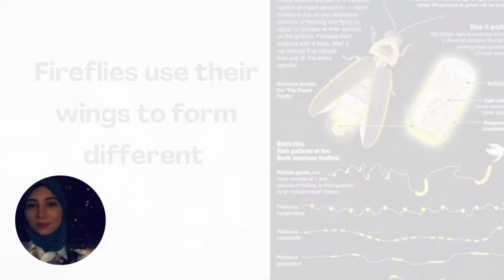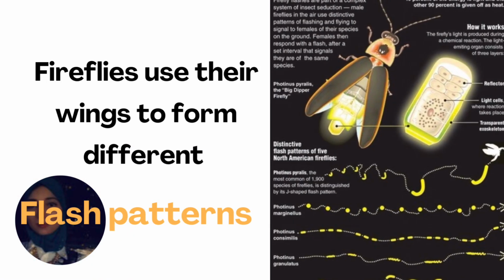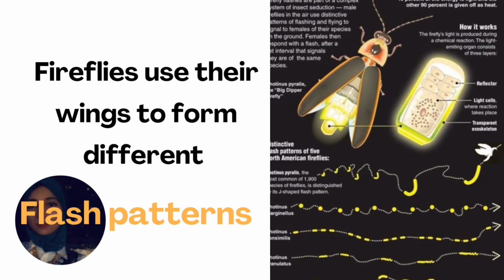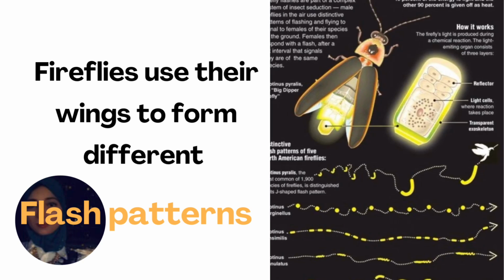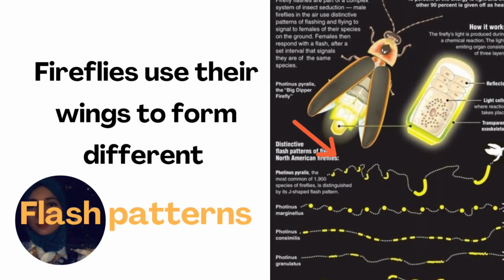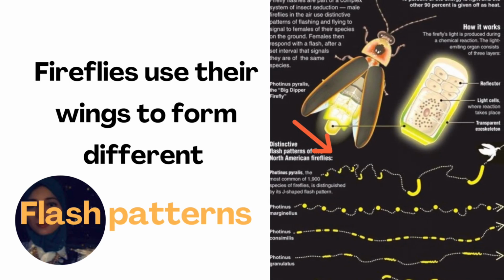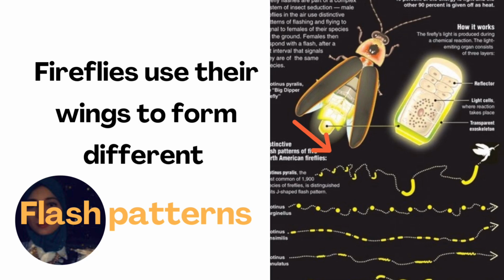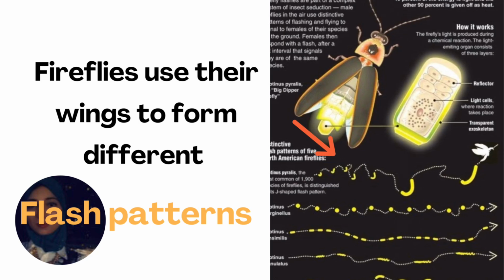Fireflies light up, and by using their wings they form different flash patterns. As they close their wings or open their wings, the flash patterns have meaning. As you have in this picture, if they light up like the first pattern, this has a meaning different from the other patterns. So it's clear.